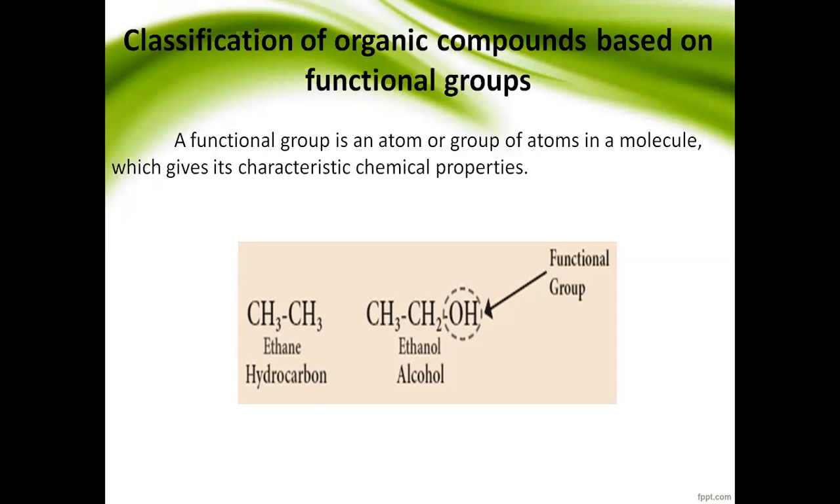So the hydrocarbon ethane reacts with the functional group OH and forms another group of compounds, that is alcohol, ethanol. So it has different chemical properties. OH, CHO, COOH, these are functional groups.